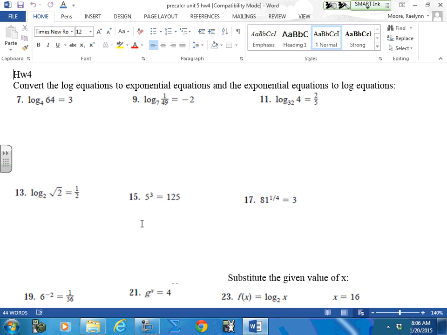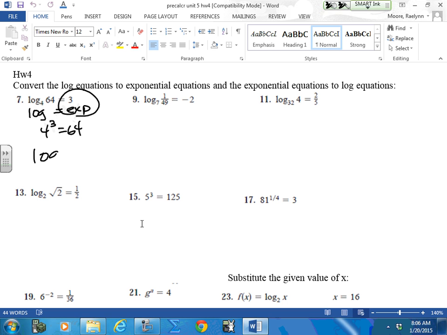My way, if you don't know any other way: line up your log, your equal sign, exponent. The base of the log is the base of the exponential equation. Circle your exponent, that's your exponent, equals 64. And isn't that a true statement?